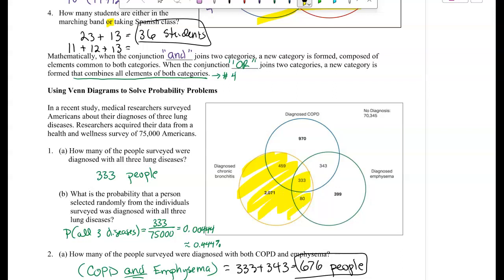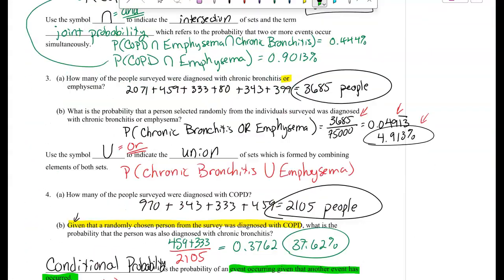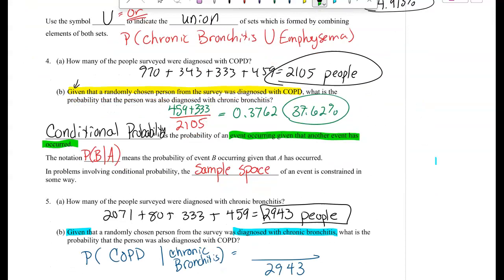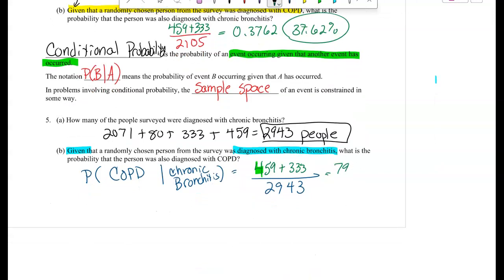Who also now, I want to know the probability if they also have what? So aren't we using those two, right? They're still in the smaller category of chronic bronchitis, but aren't we also talking about that they have COPD? So when we're doing that, see if I can get it down here again. Isn't that the 459 plus, was it 333? Yeah. And so that is going to give us 792 over 2,943. All right, what does that give us about for a decimal?